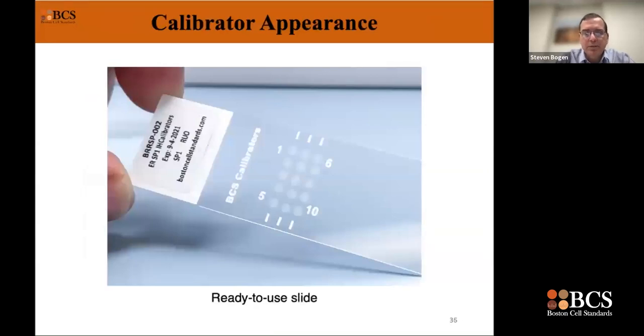IHC calibrators are pre-printed on a microscope slide. Here you can see 15 small round spots. Around the periphery of the spots, there are the numbers 1, 5, 6, and 10 to provide an orientation to calibrator levels. The spot nearest level 1 in the upper left has the lowest concentration of calibrator. 10 is the highest. So the middle row is comprised of negative controls, and we provide the exact concentrations for each level on a certificate of analysis.